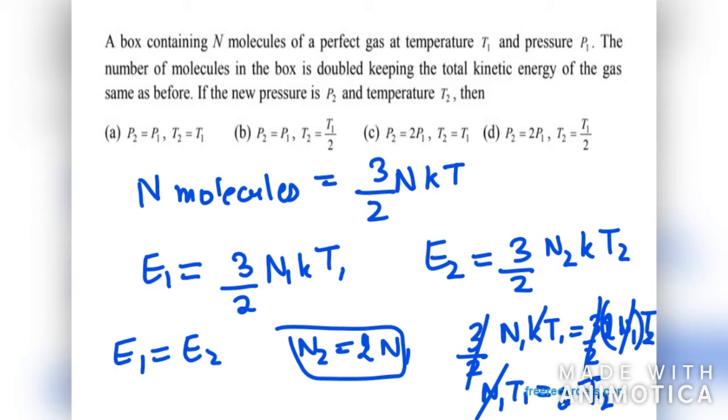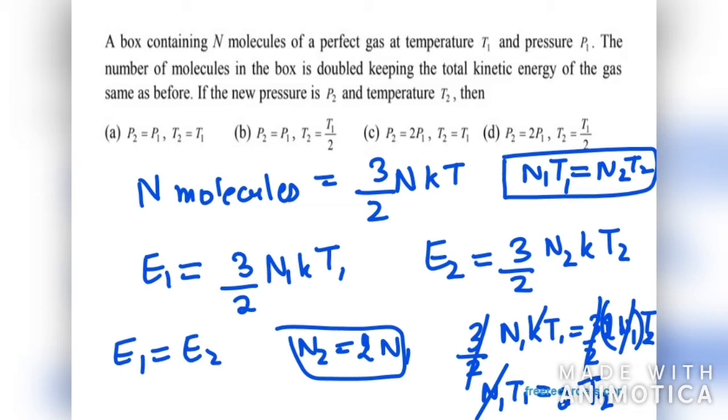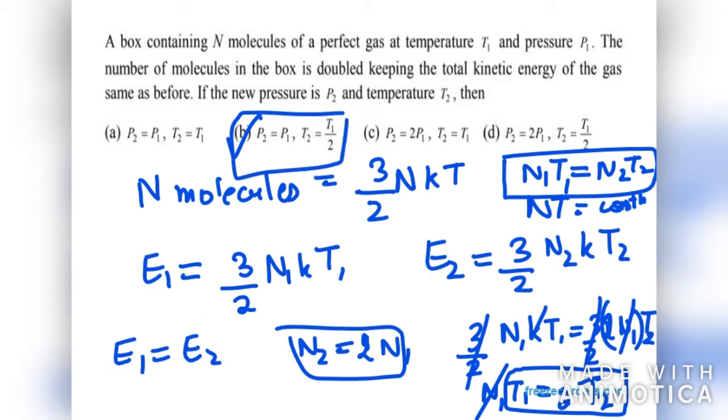Now, as it says, the kinetic energy is constant. So from that, I will get N1 T1 equals N2 T2. This is another equation. So that means NT is constant. If NT is constant, that means from the ideal gas equation of n molecules, it suggests that P1 is equal to P2. That means the answer to this will be T1 equals twice of T2 and P2 equals P1 from the ideal gas equation. So the right option is B. Moving on to the next.